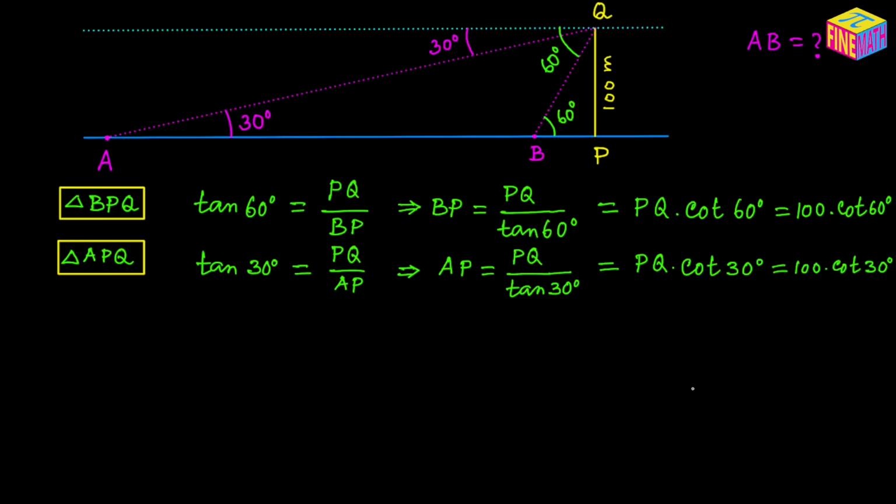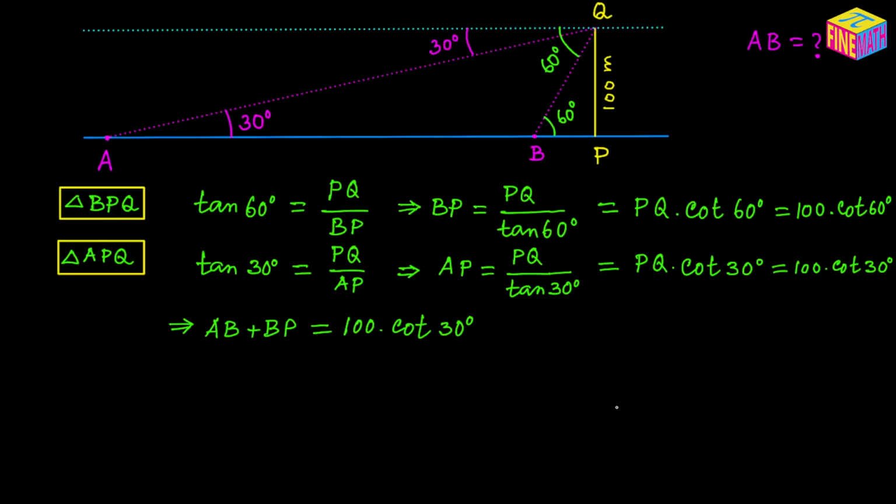Now if you think about it, AP is nothing but the sum of AB and BP. We have to find the length of AB, right? We have to find the distance between the 2 points A and B. So we have to somehow find out the length of AB. So in place of AP, I am going to write AB plus BP. So AB plus BP will be equal to 100 times cotangent of 30 degree.